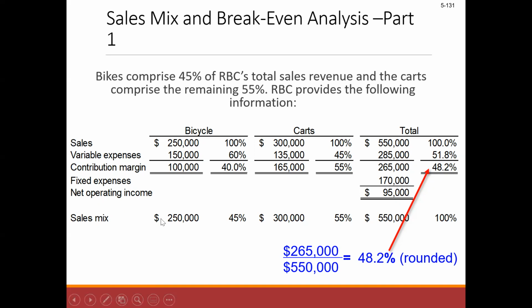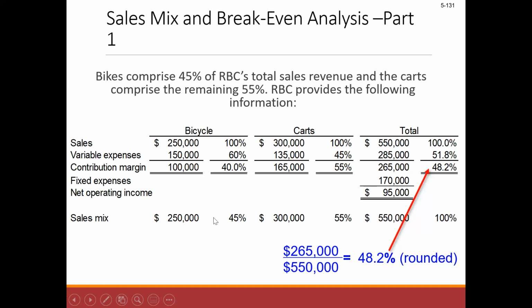And the slot for the cart's contribution margin. And then we've got a total. So here we've got a contribution margin of 100,000. The cart's, we have a contribution margin of 165,000. Now our total, as you see, when we bring the two together along with the volume, we've got an ending contribution margin of 48.2 because the carts are giving us a better margin here.